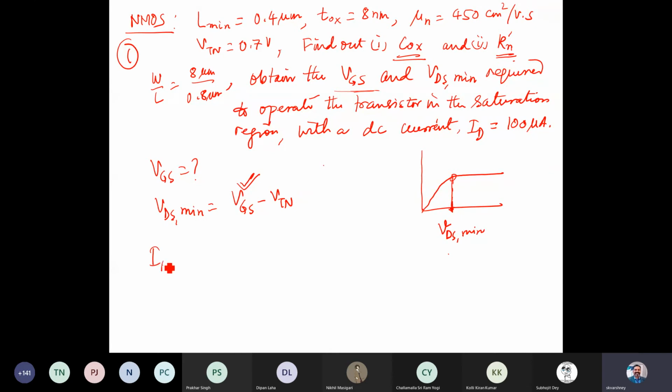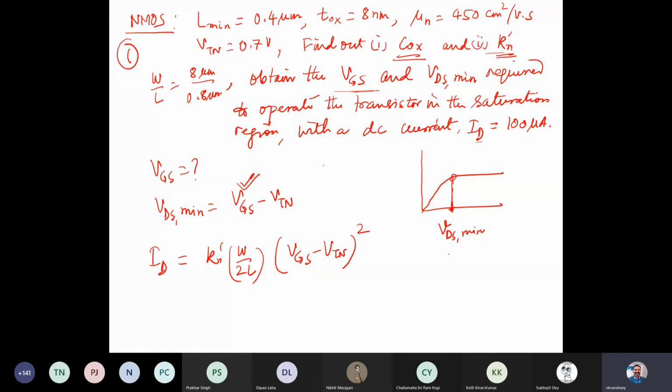So from the equation, ID equals Kn dash W by 2L, and then VGS minus VTN square. So this is known, ID is known, Kn dash we are going to obtain here, W by L is here, and the rest. So you can try out this example. Please note it down; I will share it onto this slide as well.